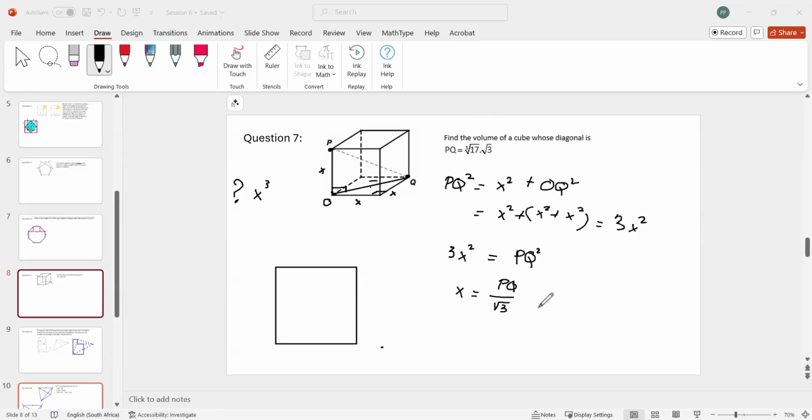We already have PQ. PQ is the cube root of 17 times square root of 3, divided by square root of 3. That's very nice. That cancels off. So you have x is equal to the cube root of 17. But I want x cubed. So that's easy now. If x is cube root of 17, so x cubed is 17. And that's what I was looking for. The volume of this cube, which is the side cubed. Okay. So that takes care of question 7.